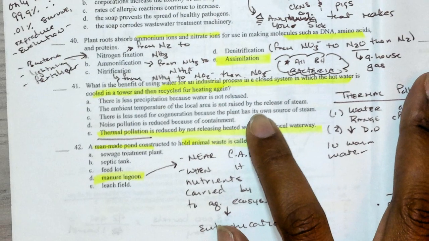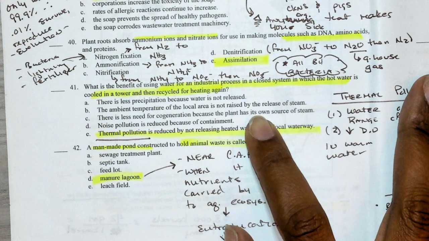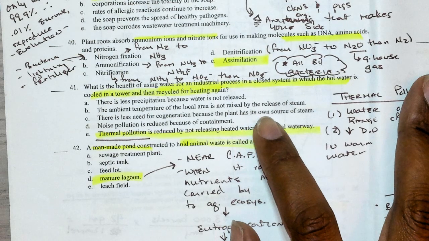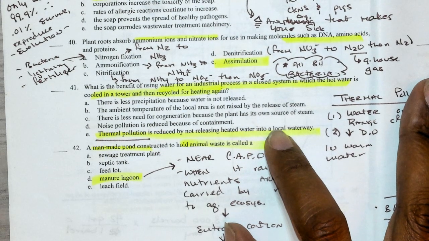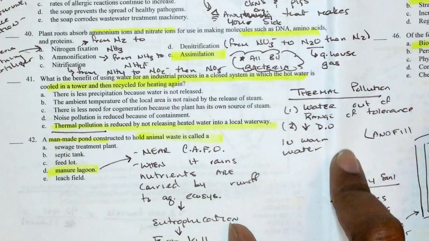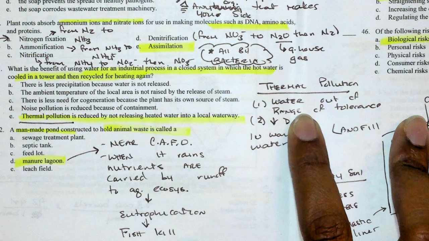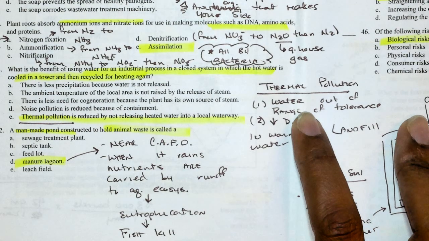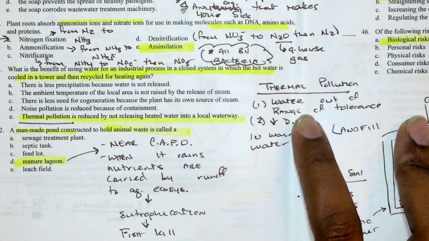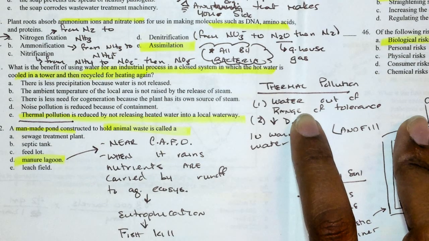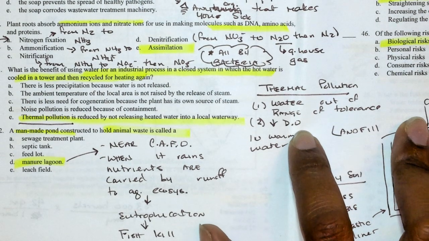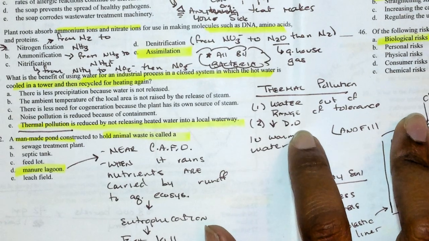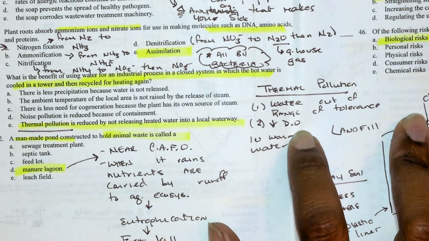What is the benefit of using water for an industrial process in a closed system in which the hot water is cooled in a tower and recycled for later? It reduces thermal pollution. Remember, if we discharge that hot water into an aquatic ecosystem, it may be out of the range of tolerance of species, so it might literally be too hot for them and they might die. It also decreases the amount of dissolved oxygen in that water because warm water has less dissolved oxygen.